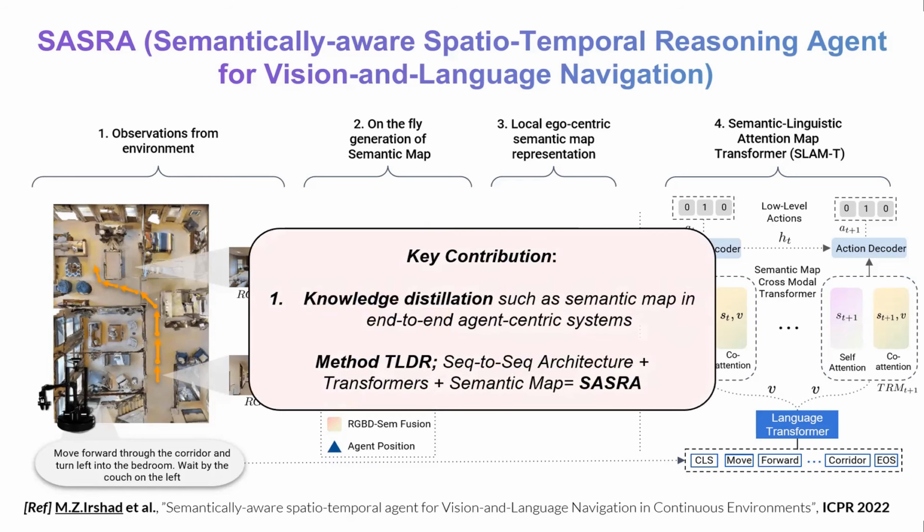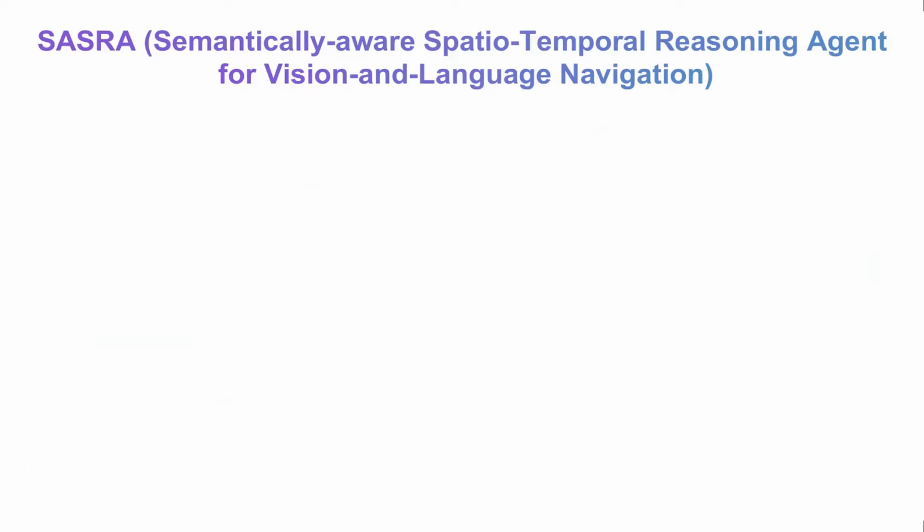So again, the key contribution here is the knowledge distillation, such as semantic mapping in an end-to-end system, which really improves the generalizability of these systems. The architecture is divided into multiple stages. First, we use a transformer module to get embeddings for each word in the sentence and use position encodings, which are used to encode the relative position of the words appearing in the sentence.